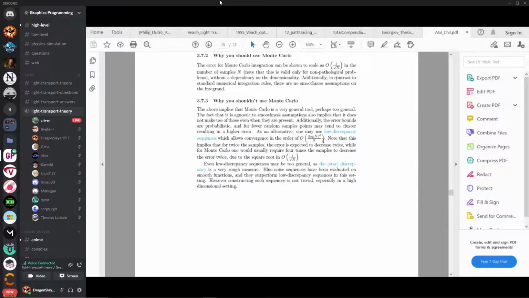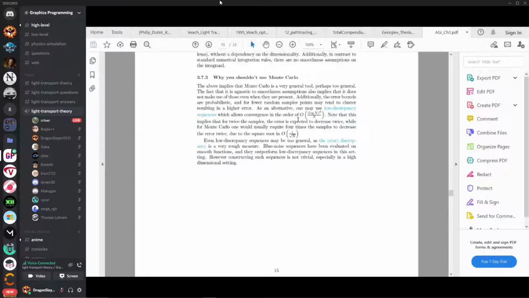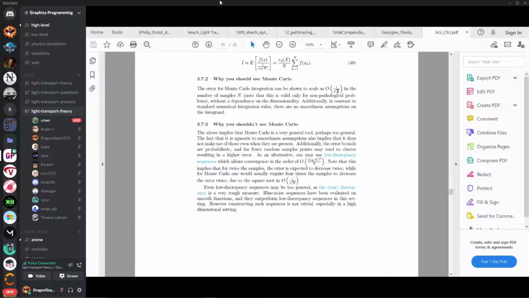There is a, let's say, a trade-off between generality and something that exploits features of smooth integrals, etc. It's using low discrepancy sequences, something like Sobol, Owen Scrambled Sobol, Halton, etc. You can find such sequences in, for example, PBRT. And such sequences, unlike Monte Carlo, if you increase the number of samples twice, then the error decreases twice. Remember, in this case, it was 4 times the samples for two times the decrease in error. So this scales nicely linearly.